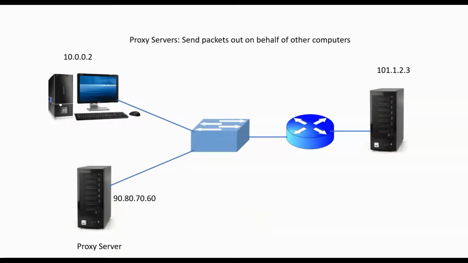One device, a type of server, is a proxy server that we often put on a network. In this case, I've got a network. Everything on this side of the router is on a network. This is a switch so that we can connect multiple devices. I could have 100 devices here, but in this case I've got a computer with a private IP address. I've got a server which is a proxy server with a public IP address.